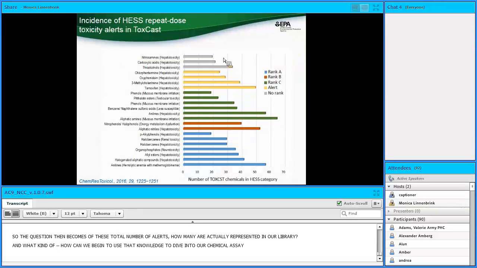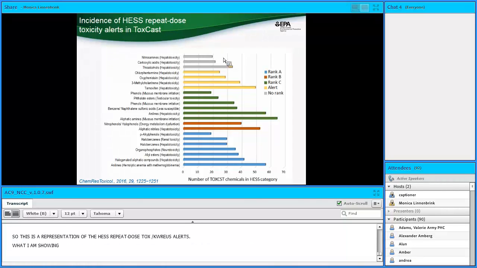So this is a representation of the Hess repeat dose toxicity alerts. What I'm showing here, on the bottom axis, is the number of ToxCast chemicals that actually occur in each one of these categories that are identified by an alerting feature in the Hess repeat dose model. And you can begin to see quite a bit of representation, 20 to 60 chemicals in each one of these categories. What kind of structures are they? What kind of assay profiles are local to these known bio-alerting categories? And can we begin to use these categories to help us to amplify some of the signals in our assay space?